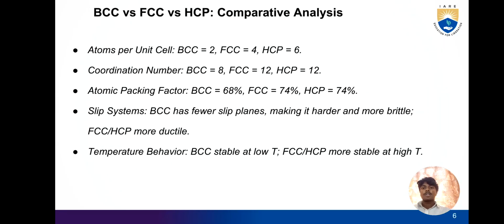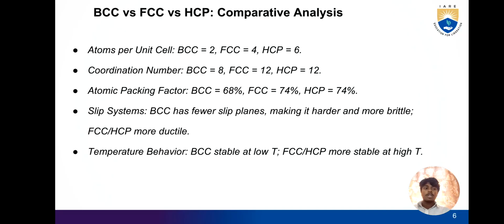Body-centered cubic versus face-centered cubic structures differ significantly in their mechanical properties due to differences in atomic packing, slip systems, defect behavior, and ductility. Atoms per unit cell: BCC is 2, FCC is 4, and HCP is 6. The coordination number in BCC is 8, in FCC is 12, and in HCP is 12. Atomic packing factor: BCC is 68%, FCC is 74%.